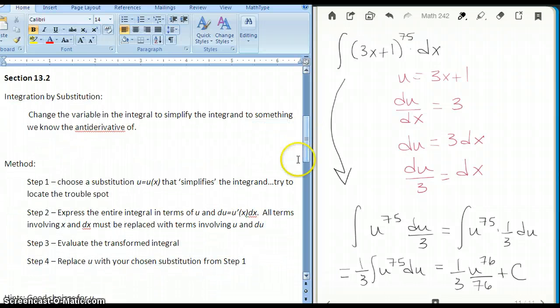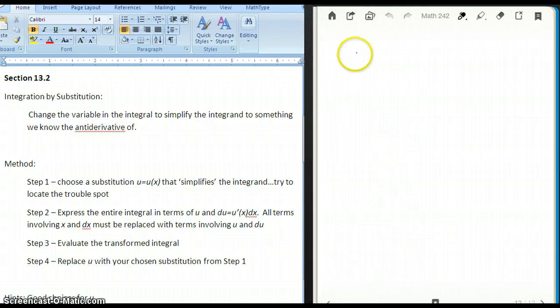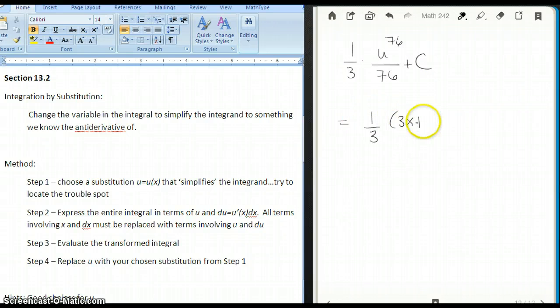So for our last step here, we evaluated it, we just did that, step 3, and now we replace u with our substitution from step 1. So our final answer would be 1/3 times (3x plus 1) to the 76th over 76 plus c. And now we're all done. We'll do more examples in the next video.